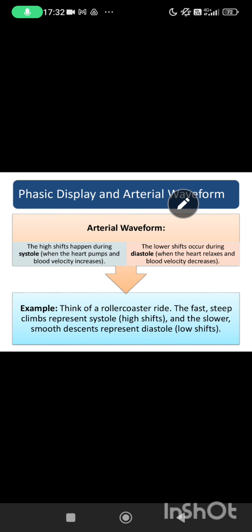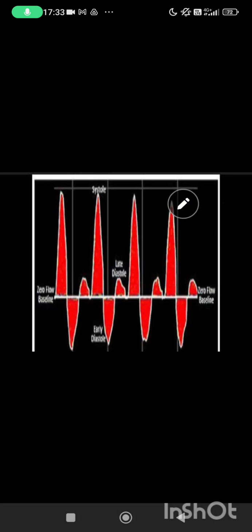So think of it like a roller coaster, right? The fast, steep climb represents systole, higher shift, and the slower, smooth descent represents diastole, lower shifts. These are important for the MCQs. In the systole, there is higher Doppler shift, in the diastole, there is lower Doppler shift, as we can see here.